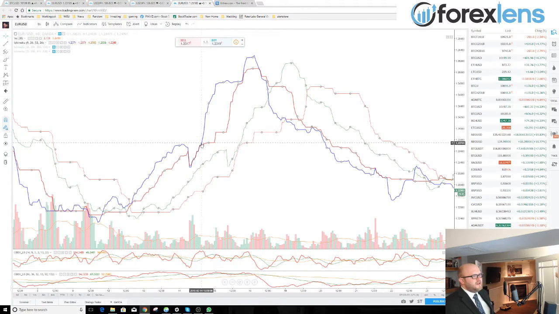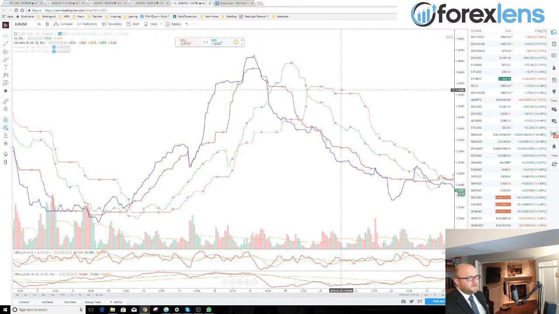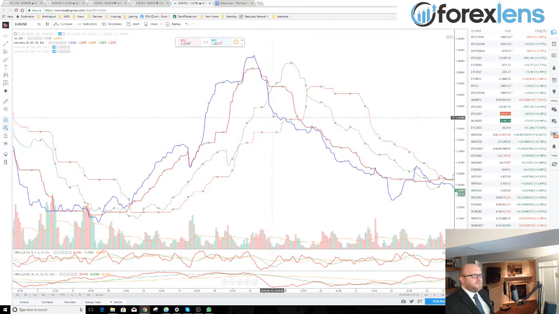So we can see that the baseline's the red and the conversion line's the blue. The cloud lines are just the price action thrust forward on the chart, okay? And then the cloud colors in the gap between these lines. So if the conversion line is above the baseline, it's green, and if it's below it, it's red, all right? And so that's pretty much the principle. I mean, don't let that confuse you so much.